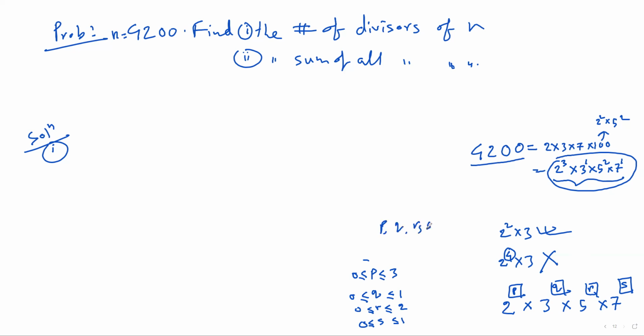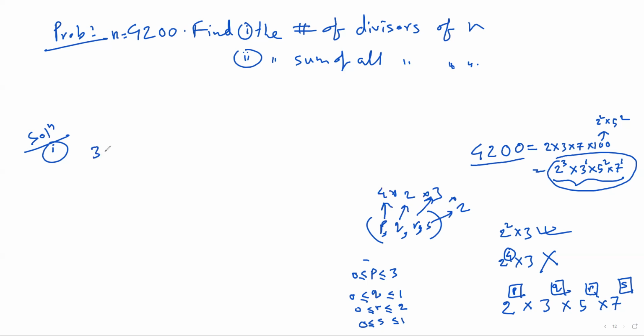So all you have to do is count the number of choices for PQRS. How many choices for PQRS do we have? You can just use simple permutation combination techniques to get that. How many choices for P are there? It's not 3, it's 4. The 4 choices for P are 0, 1, 2, and 3. So there are 4 choices for P, 2 choices for Q, which is 0 and 1, 3 choices for R, 0, 1, and 2, and 2 choices for S, 0 and 1. So if you multiply these 4 numbers, you will get the final number of divisors of 4200.